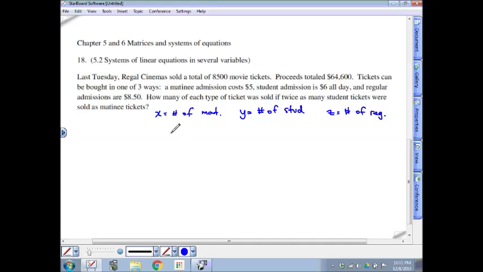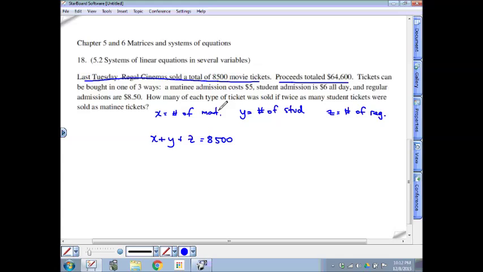If we have three different variables, we have to come up with three different equations that relate the three variables together. So looking at this one, the first phrase here, the total ticket sales were 8,500 movie tickets. That number 8,500 is a result of adding the number of matinee to the number of student to the number of regular tickets sold. So it would be x plus y plus z equals 8,500.